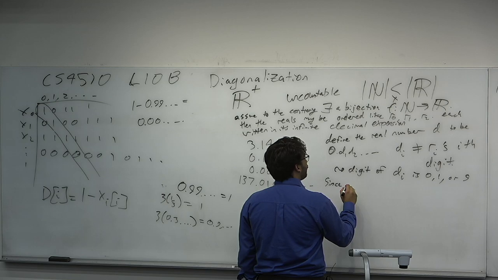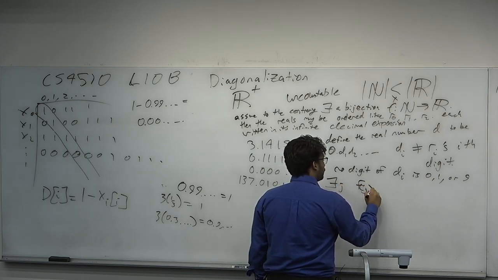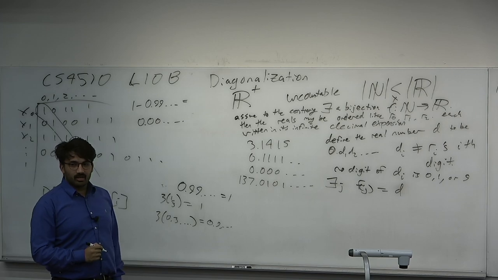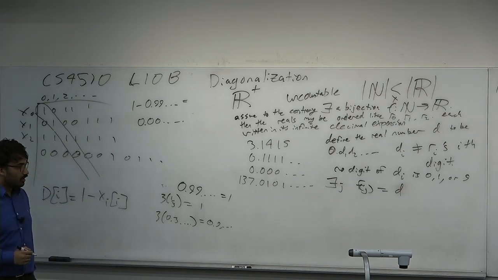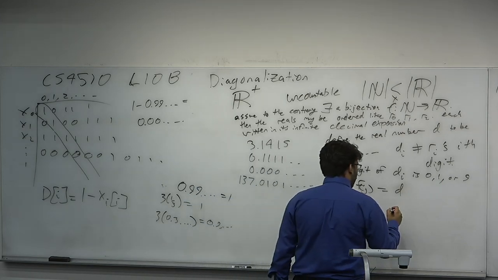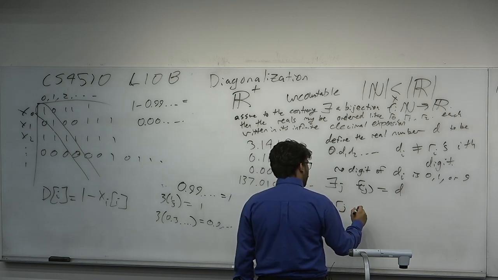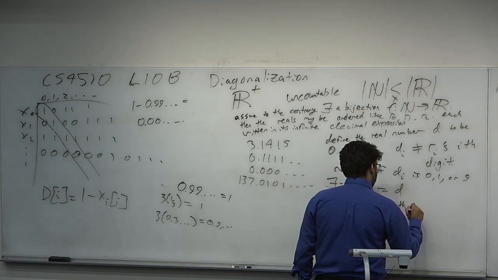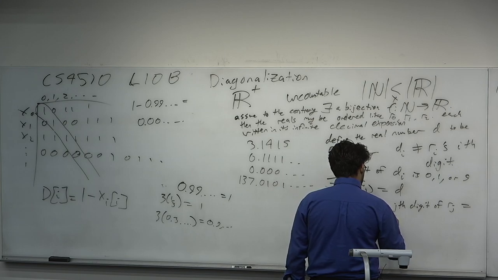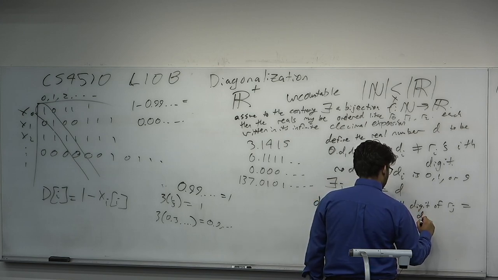Since we have this bijection F from the naturals to R, there exists a J such that F of J is equal to R_J. Since D is a real number between 0 and 1, it's a real number. Every real number has a decimal expansion, and every decimal expansion corresponds to some real number. So there exists a J in the natural numbers such that D equals F of J, right? So then D is equal to R_J. So the jth digit of R_J is equal to the jth digit of D. Of J, of D.